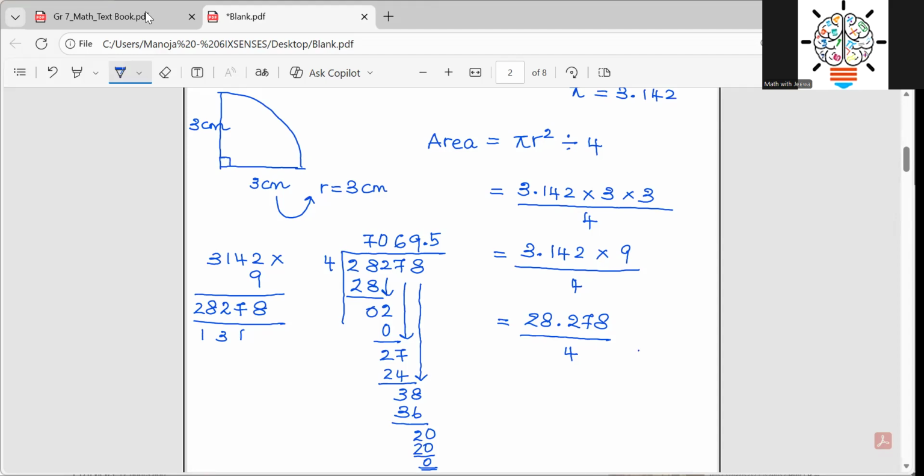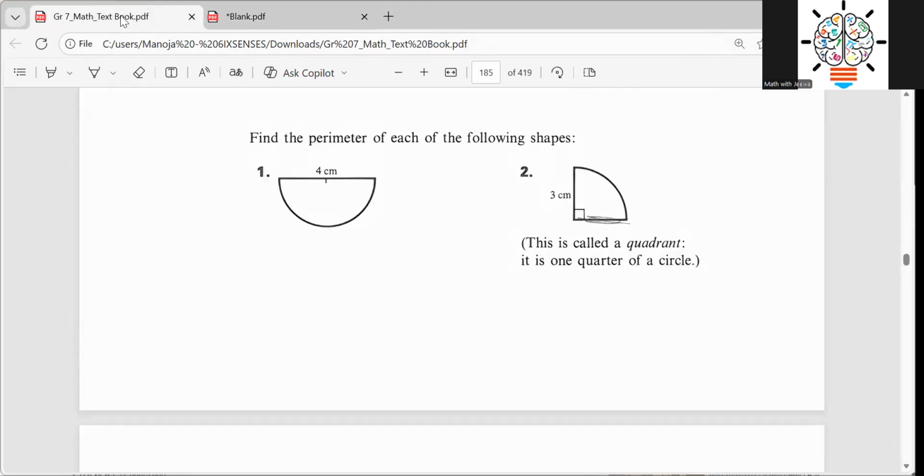If I divide 28,278 by 4, I get the answer 7,069.5. But it was not that right. I had 3 decimal places. That means from this point, I should count 3 decimal places. Then here 1, 2, 3. My final answer should be 7.0695 centimeter squared. But if you can remember, they have given a special instruction for us.